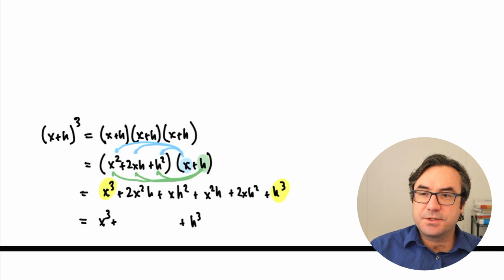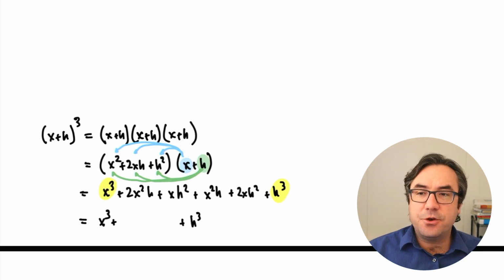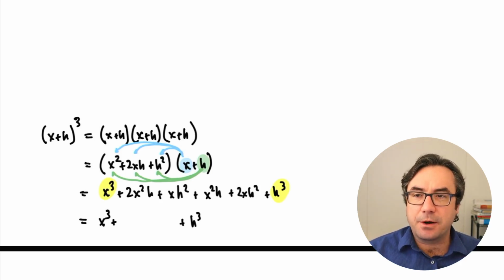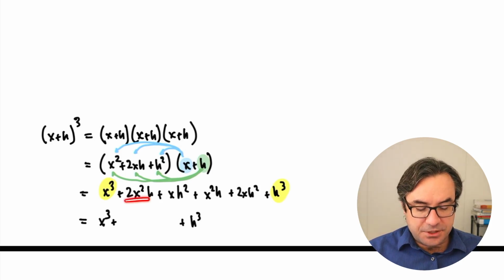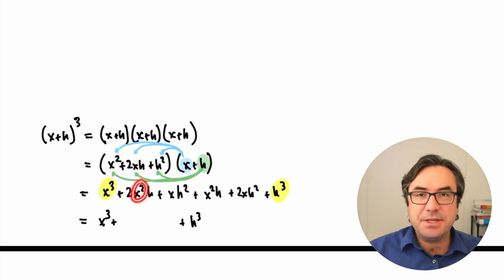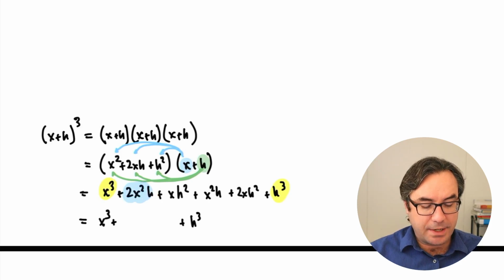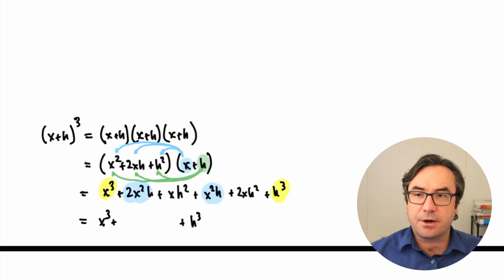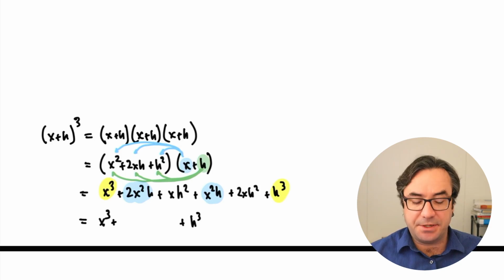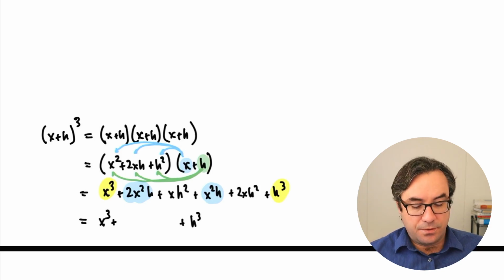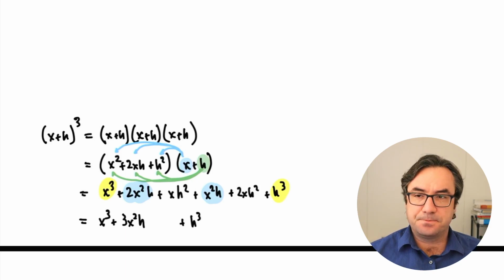But all the other ones, kind of in the middle there, do have a similar counterpart. So let's start with the first one. This has 2 copies of x and 1 copy of h. So we want to look for another term that has that same thing: 2 copies of x, 1 copy of h. We see it right here. So now we have 3 copies, and we can combine those into 3x squared h.